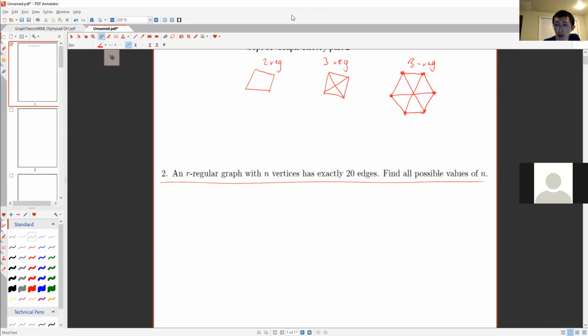So yeah, what if R equals 1, right? If it's 1 regular, how many vertices will it have? That means each vertex has degree 1. Can anyone describe roughly what that would look like?